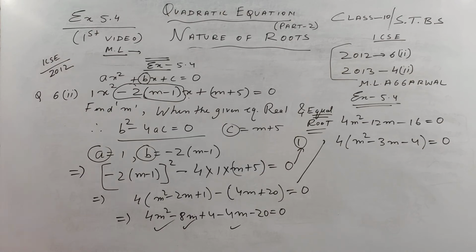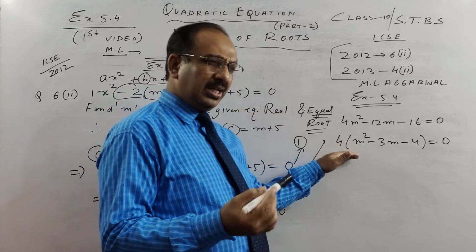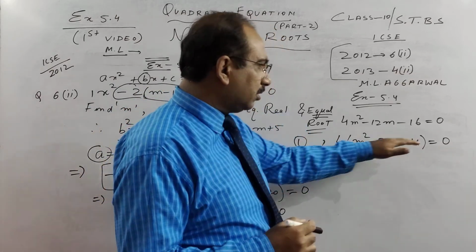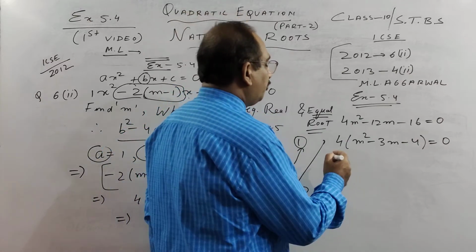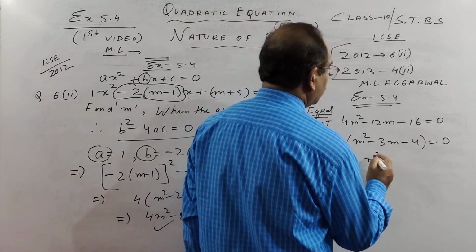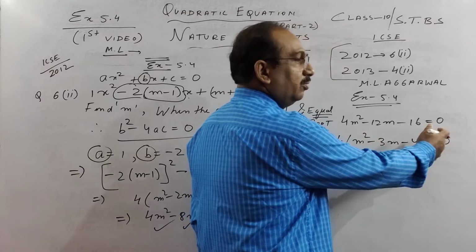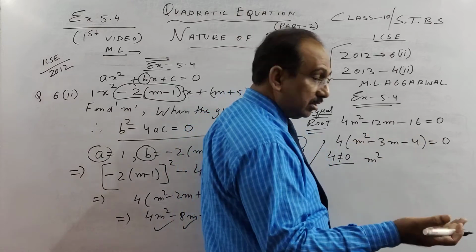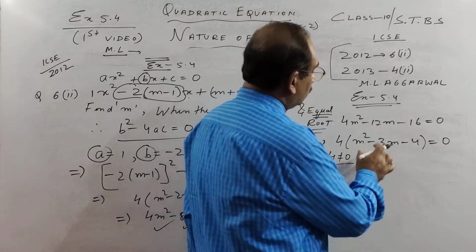Now you see a product of two things. I tell you one logic: take 4 to that side, 0 by 4 is 0. The other logic: the product of two things is 0, and 4 cannot be 0, so this factor will be 0. One logic is to take the 4 to the other side, 0 by anything is 0. The better logic is this: the product of two things is 0, 4 cannot be 0, so this is 0.